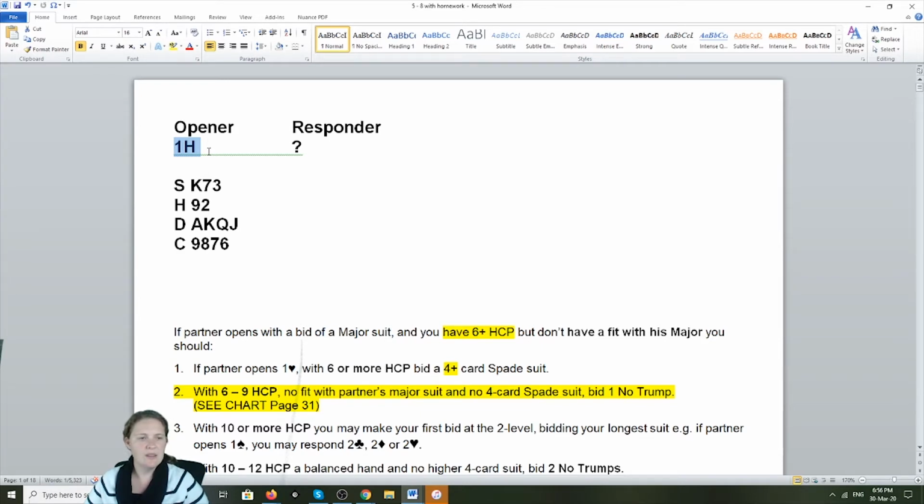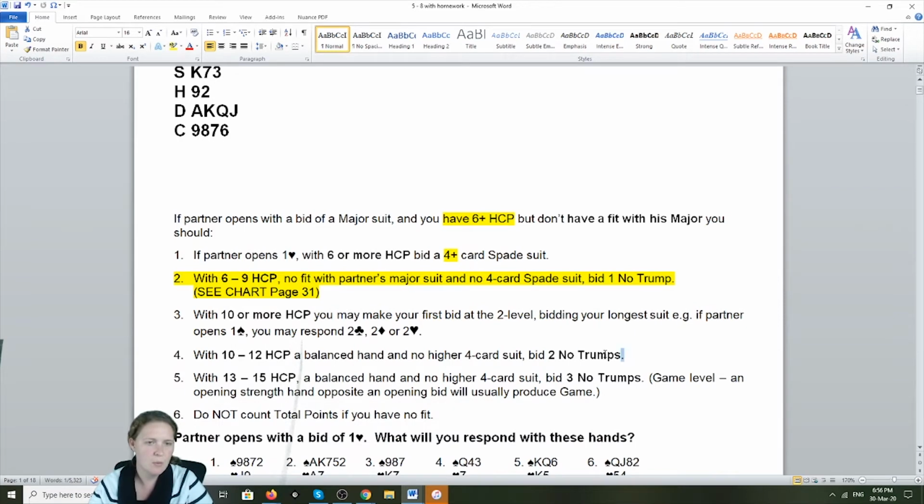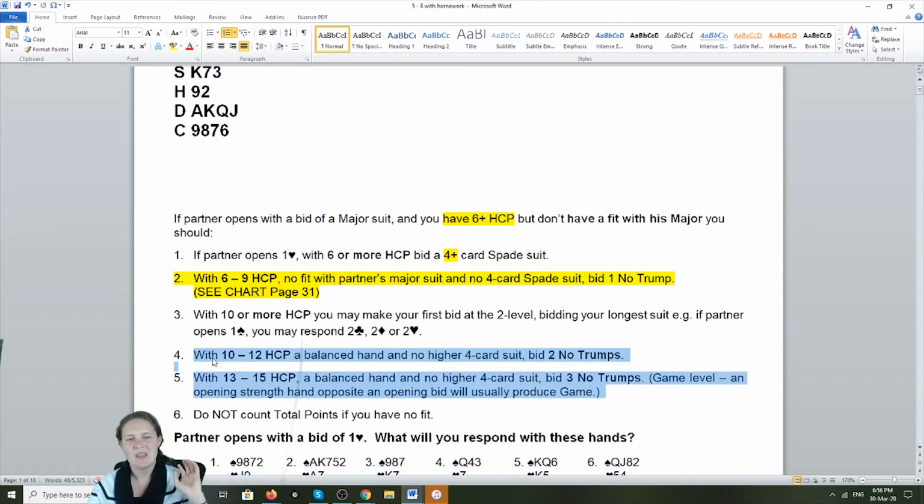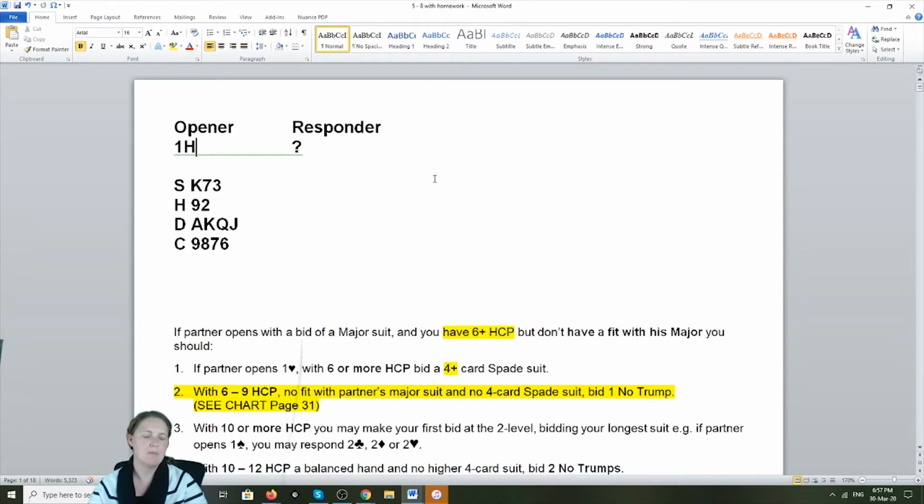Now, there is another little option that you've got, which comes down to point 4, which is that with 10 to 12 points in a balanced hand and no higher 4-card suit, you can bid 2 no trumps. Now, this is a little bit different and a little bit more complex. What I would say is that these ones don't really come up all that often. So for 4 and 5, these ones aren't so important. You can sort of get around them with some other bids going through this process of 10 or more points. Now, the time that it does actually arise is when your partner opened with a minor suit.